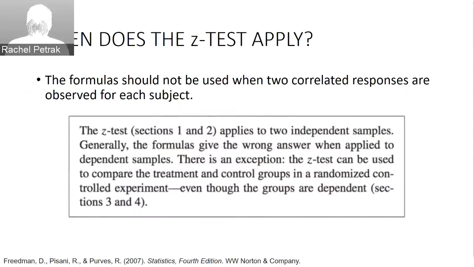And so we remember that the Z-test applies to two independent samples, and the formulas can give the wrong answer when they're applied to dependent samples. But unless we are talking about a treatment and control groups and a randomized controlled experiment, in that case, we can still use the dependence assumption or the independence assumption and go ahead and use the Z-test.